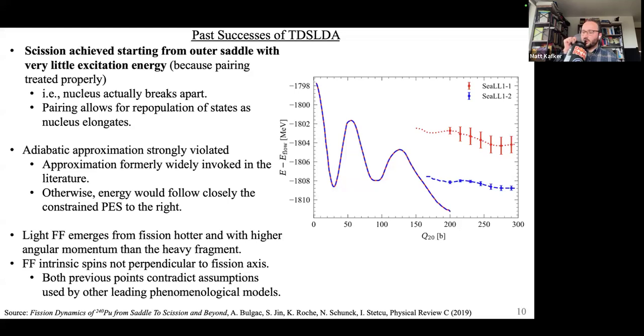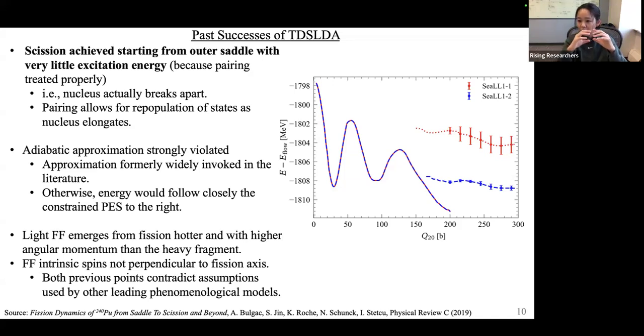Nice remark. So your code starts with the outer saddle point, right? What do you call the outer saddle point? Where the breaking is kind of starting to happen already. And this is your initial state already. Correct. How do you get this initial state?